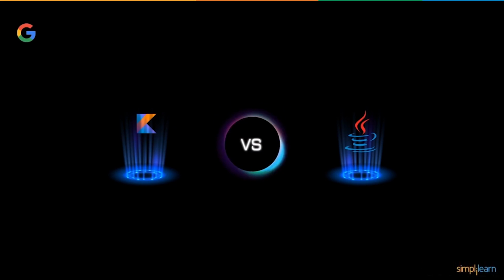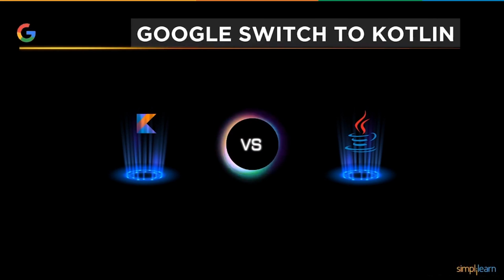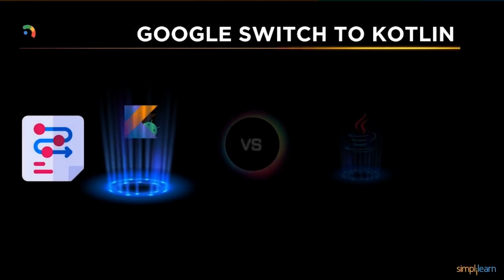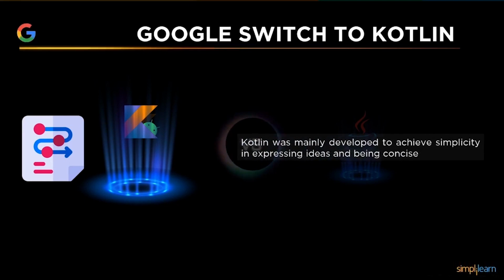With this, we shall now move into our next topic where we will discuss the Google switch to Kotlin. There were several reasons behind the incident where Google had to switch from Java to Kotlin for its Android operating system. But let us discuss some of the important ones. First, Android needed something more precise and concise in order to express new ideas and execute them accurately. Kotlin's modern language features allow you to focus on expressing your ideas and write less boilerplate code.